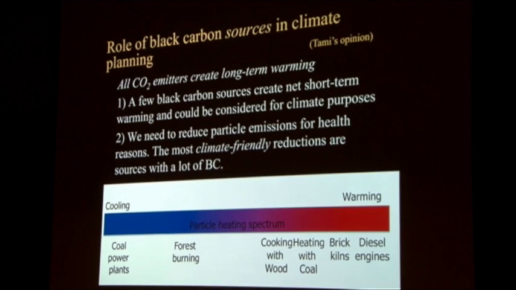So I'm not trying to say that you shouldn't reduce sulfur, because this is necessary for health. I am trying to say that you have to have this package view of the benefits you're achieving. Anyone else?